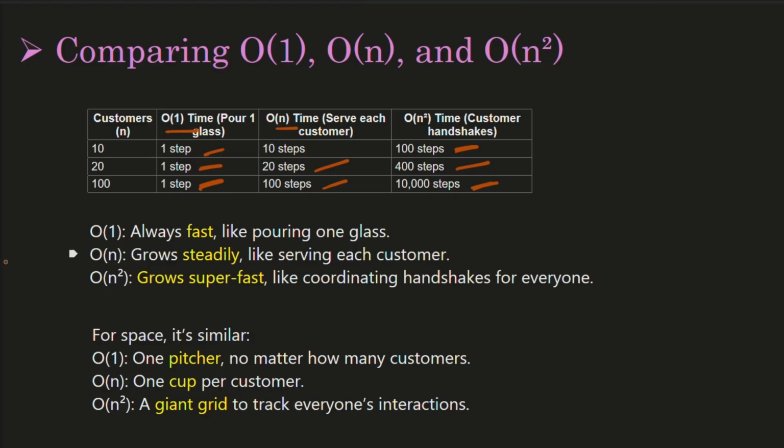O of 1, always fast, like pouring 1 glass. O of n, grows steadily, like serving each customer. O of n squared, grows super fast, like coordinating handshakes for everyone. For space, it's similar. O of 1, 1 pitcher, no matter how many customers. O of n, 1 cup per customer. O of n squared, a giant grid to track everyone's interactions.